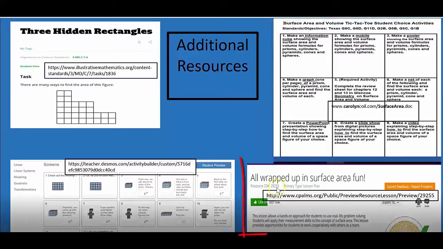All Wrapped Up in Surface Area Fun is a teaching lesson provided by CPALMS and is a good resource to guide the creation of lesson plans for the standard. The Surface Area Activity Builder by Desmos provides an interactive demonstration that progresses from 2-dimensional rectangles to 3-dimensional rectangular prisms and then discusses the net.